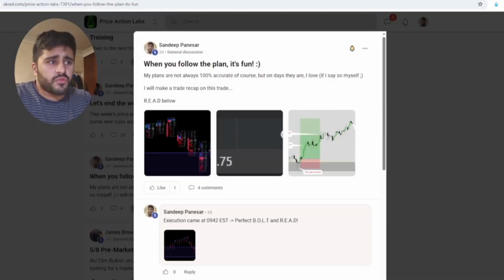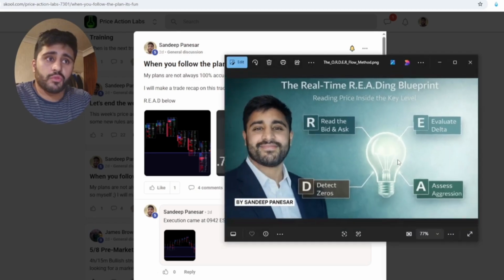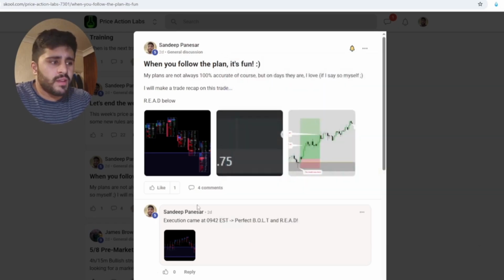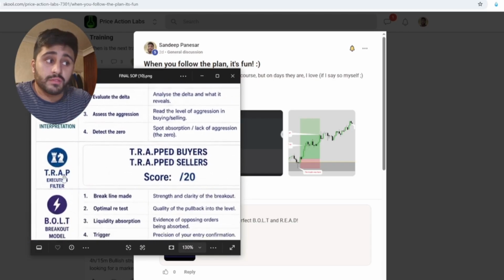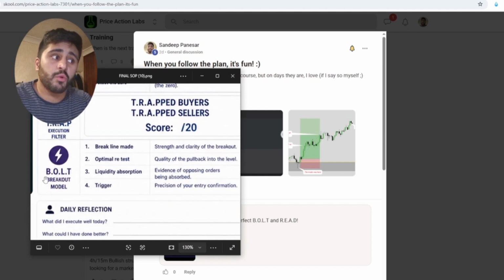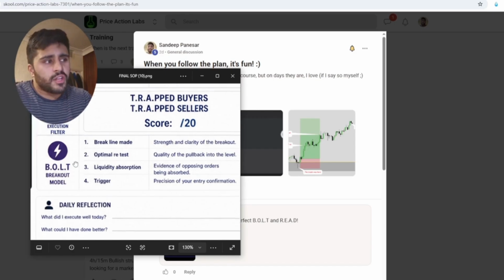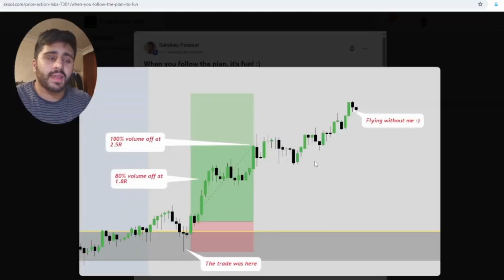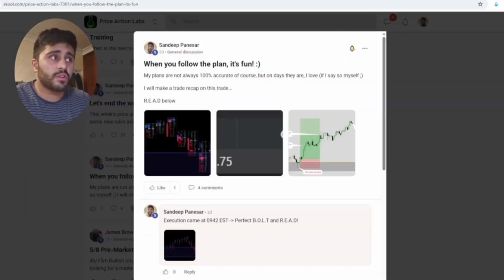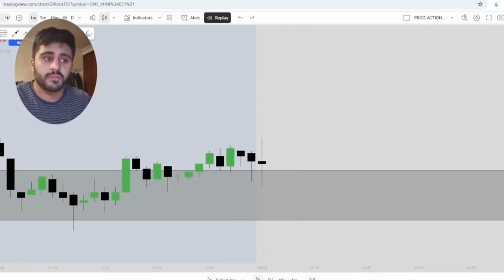Now, once we've gone through the real-time reading blueprint, the next thing on the SOP is the trap filter, or the trap execution framework. This works hand in hand with the bolt breakout blueprint. So I'm going to skip the trap framework or the proof, and combine them together. If we look at the bolt breakout blueprint, this is essentially how I executed this trade. This is one of the most powerful things that I think I've developed at Price Action Labs, right?